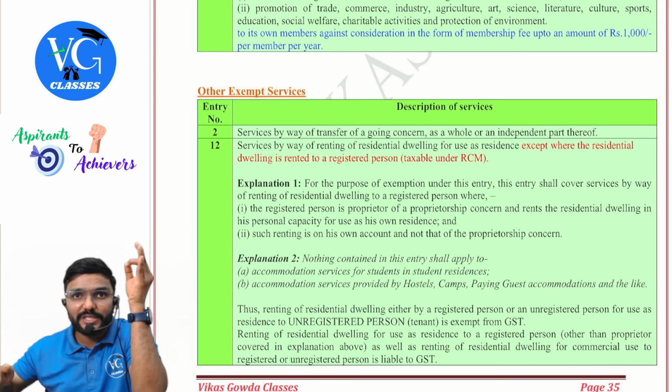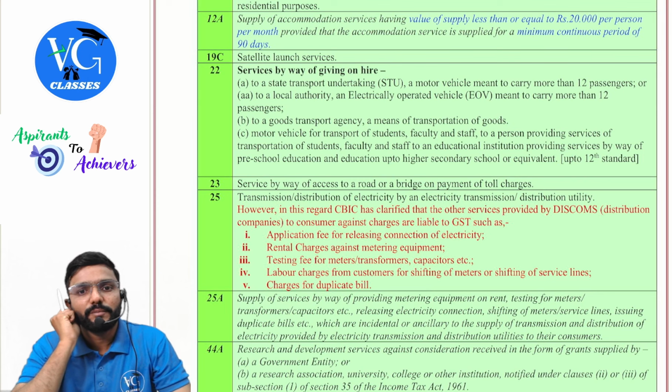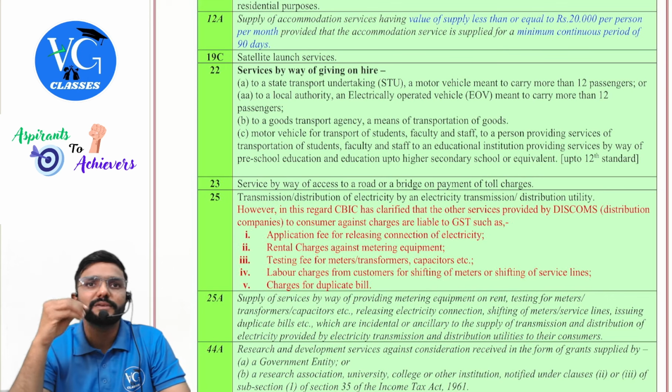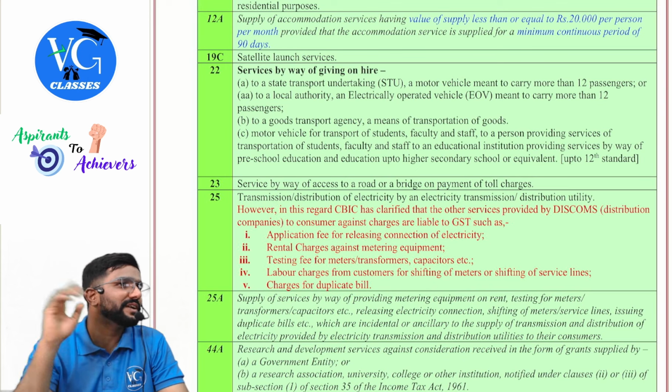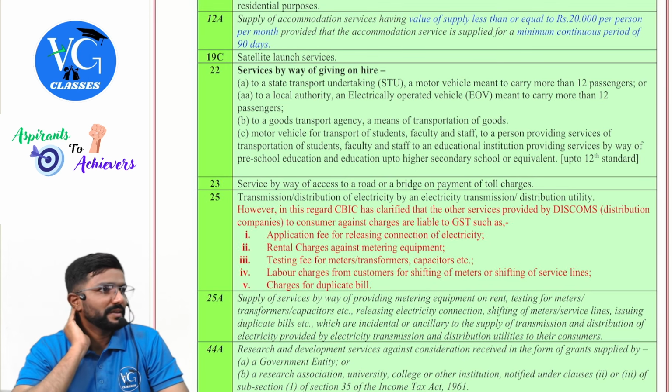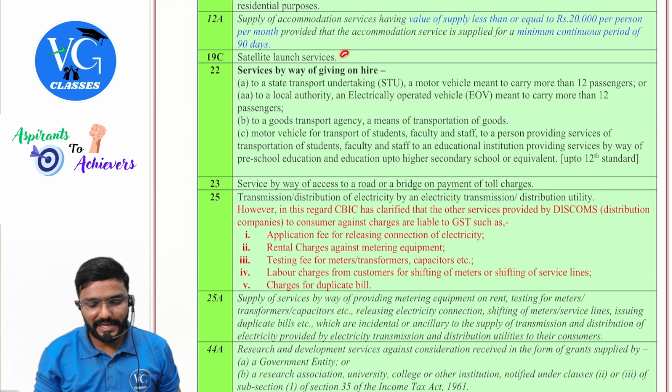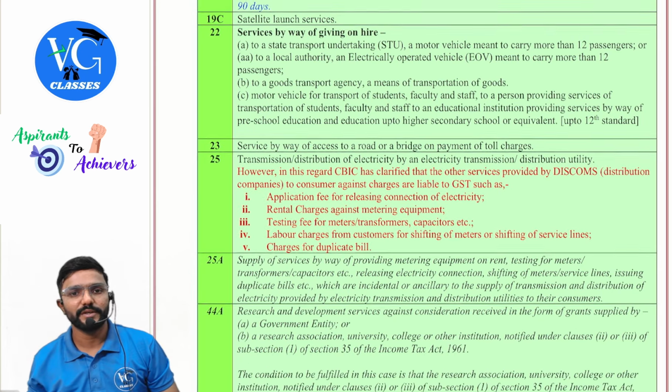12A, new entry. Supply of accommodation services having value of supply less than or equal to 20,000 per person per month, provided that the accommodation services is supplied for a minimum continuous period of 90 days, that is at least 3 months. Then it is exempt. Sir, what if it is only for 1 month, 2 months, 15 days? Taxable. It is taxable, guys.